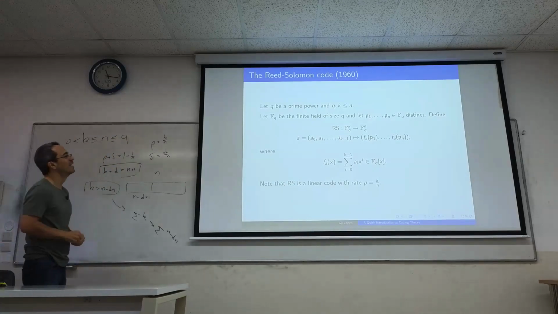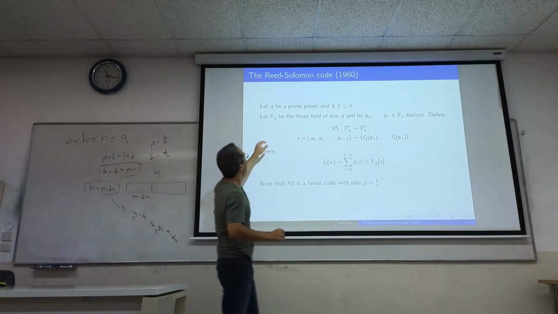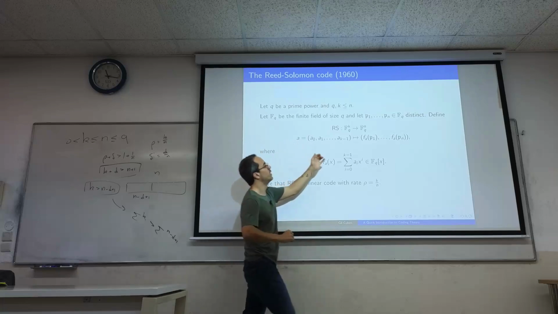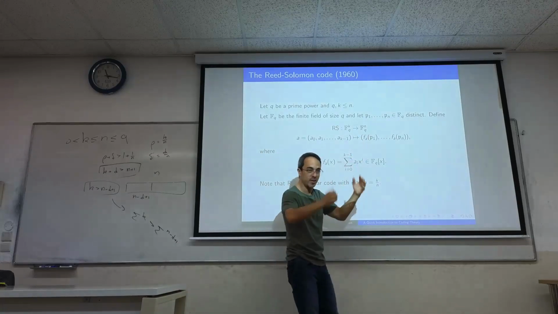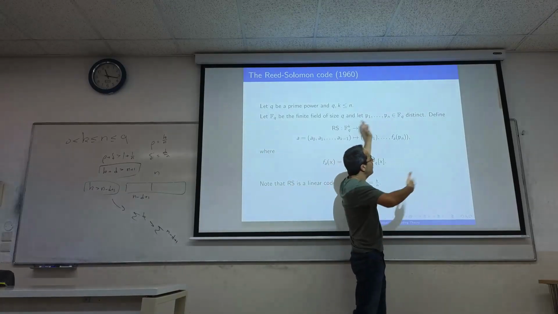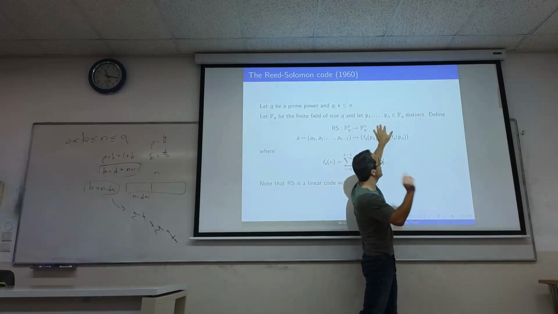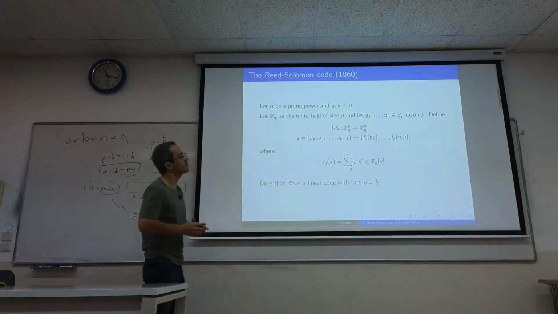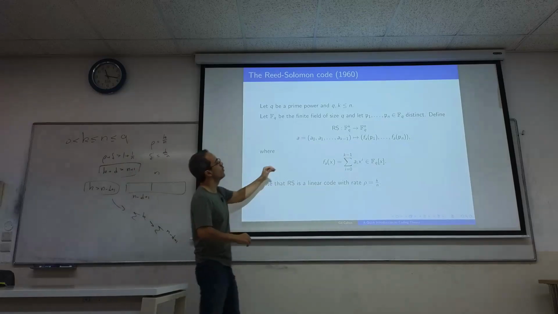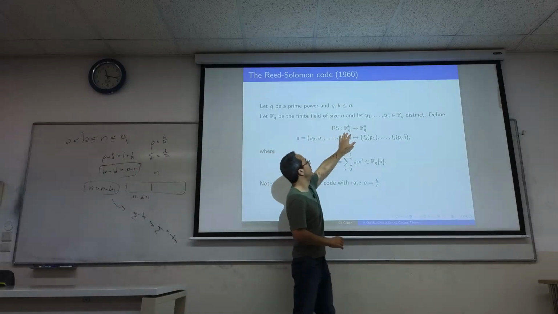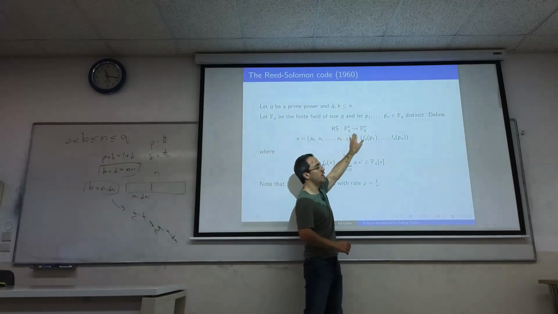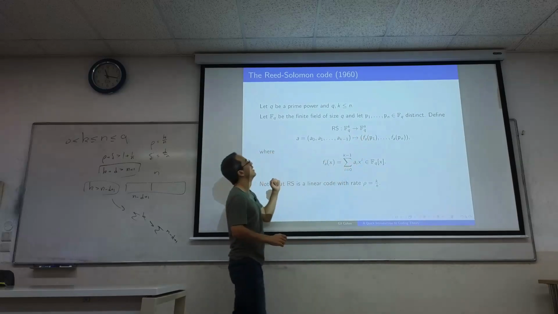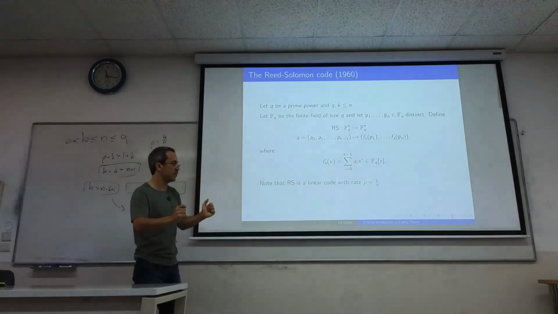Okay, so with that, what I'm going to do is the following. I'm going to define a code now. I'm going to choose arbitrarily n distinct points in the field. That's why I need q to be at least n. And I'm going to define the Reed-Solomon code as a function that takes k F_q elements to n F_q elements. And the way it's going to do it is as follows.